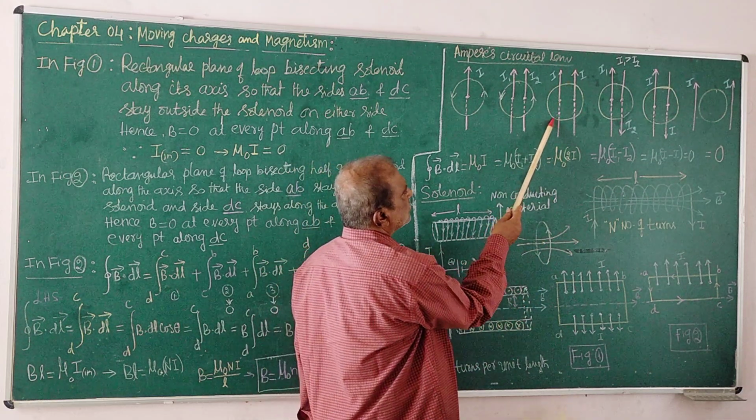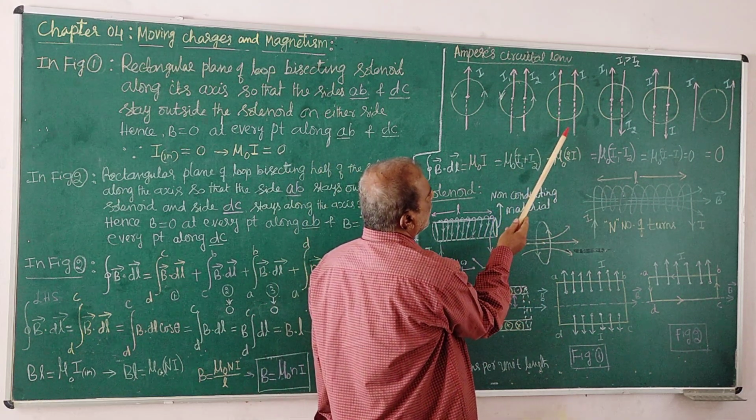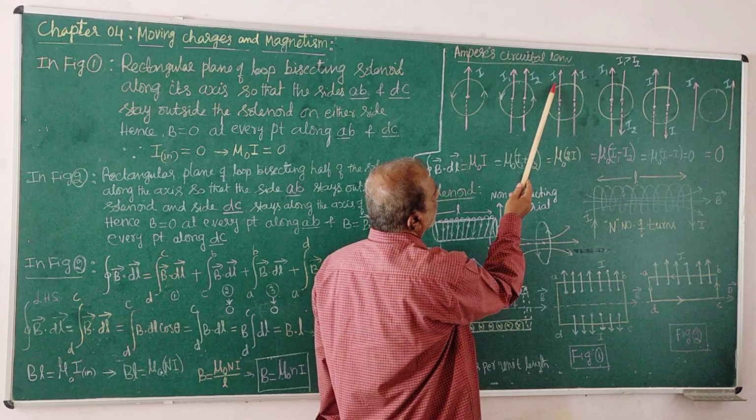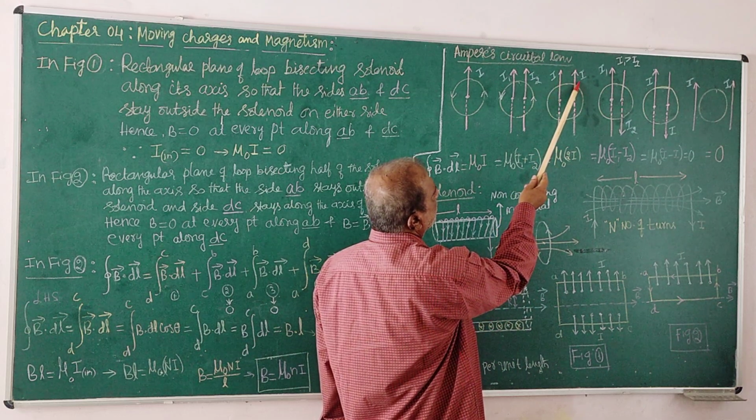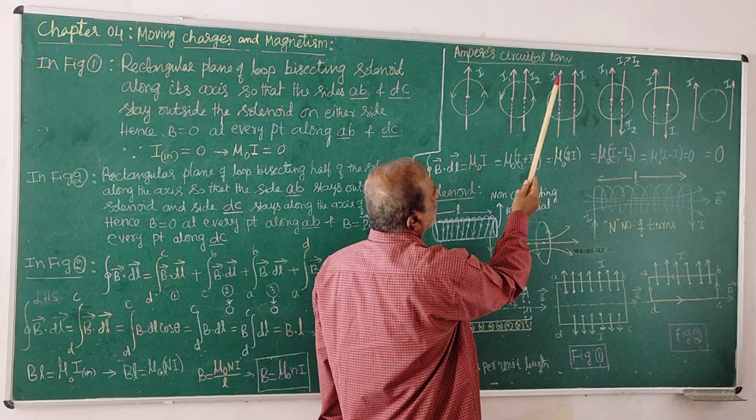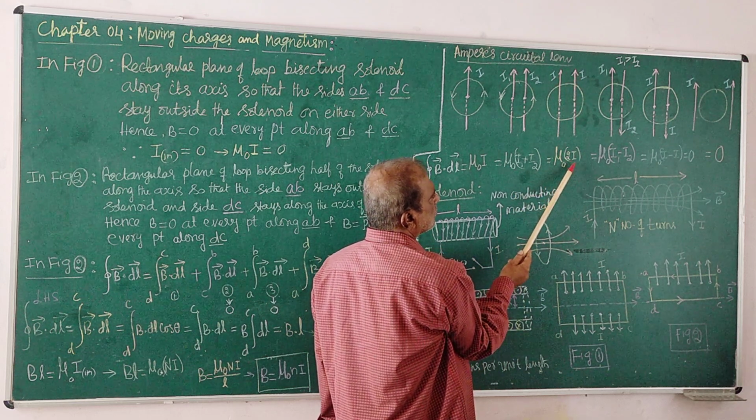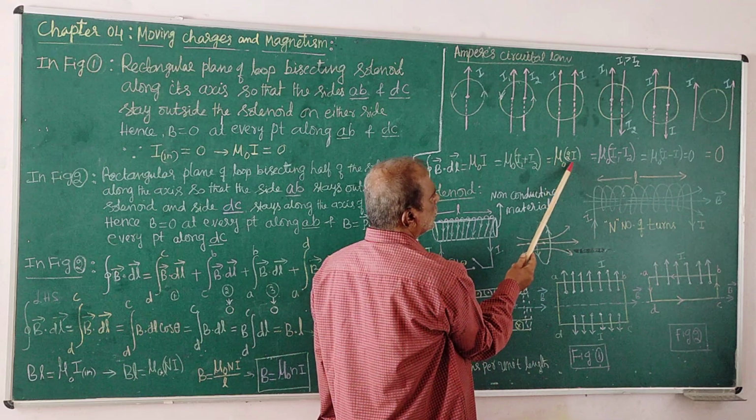In this case, again two conductors are carrying the same current I and I, in the same direction. Then the total current is I plus I, which is 2I. So it must be mu naught into 2I.